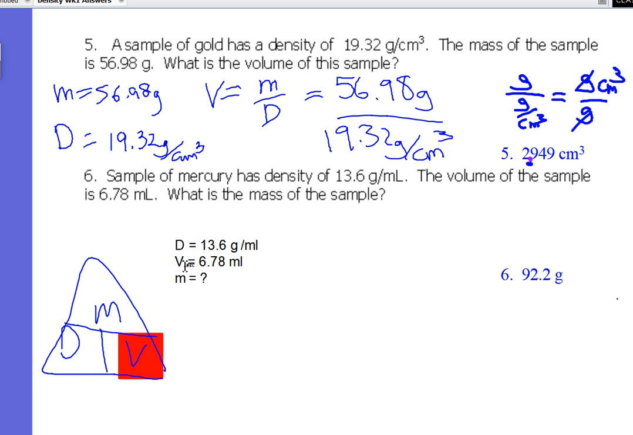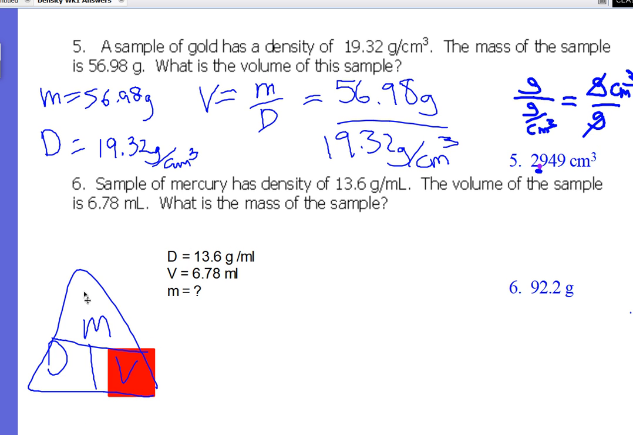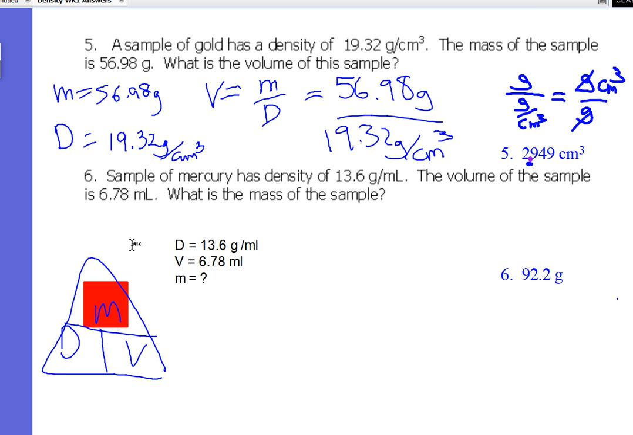Okay, so let's try this same idea. Gonna move this red box here. Looking for mass. It's density beside volume, so that's multiplication. So mass equals density times volume. Great. So now we're going to plug in the numbers. 13.6 times 6.78. And that is how I got the answer over there of 92.2.